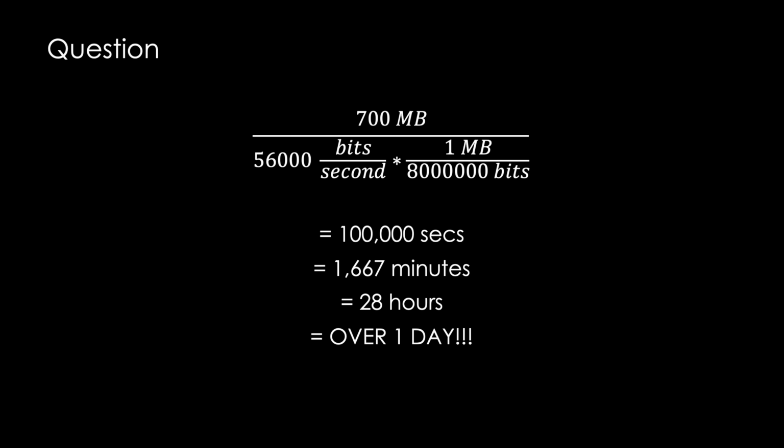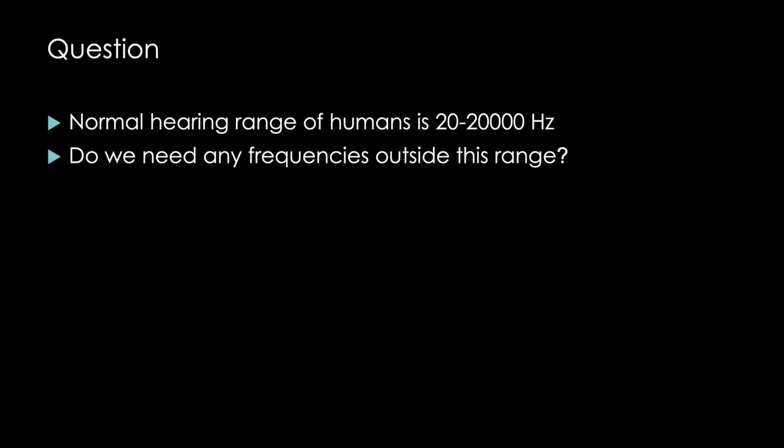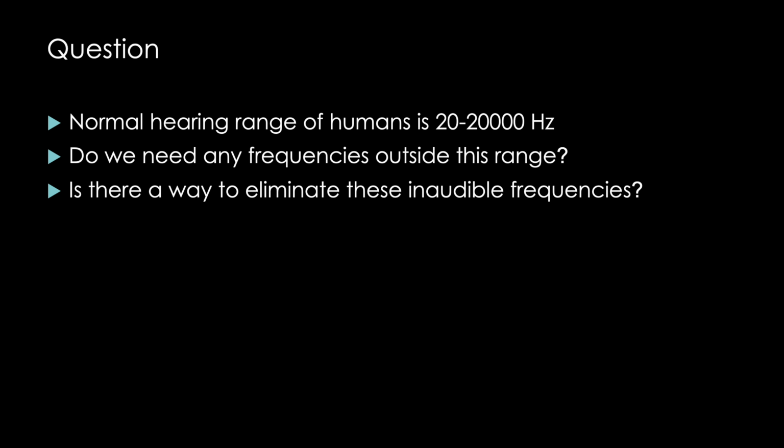But you're obviously not the run-of-the-mill kid. You're going so far as to calculate the time it'll take to complete this download, and your ears cannot wait a day longer to be blessed by the genius of Eminem. So you search, deep down in your soul, for a clever way to speed this process up, and you come to a revolutionary realization. You know that the normal hearing range of humans is 20 to 20,000 Hz, and ask yourself, do we actually need any frequencies outside this range to enjoy our music? Why would we need frequencies that we can't even hear? Is there a way to eliminate these inaudible frequencies?